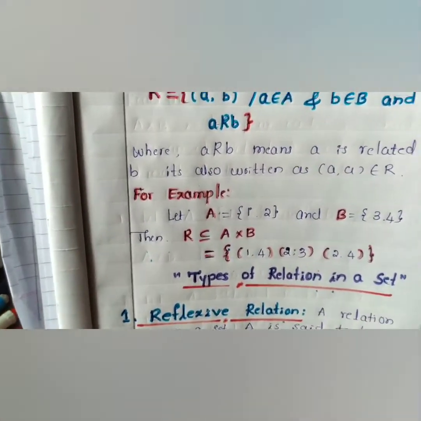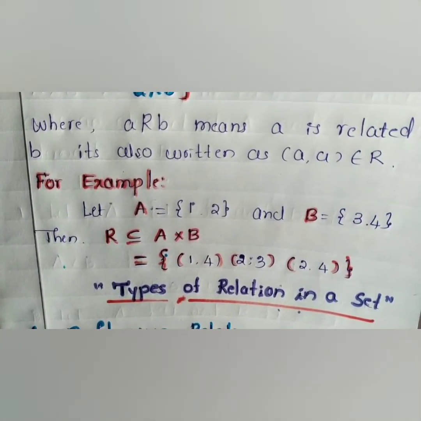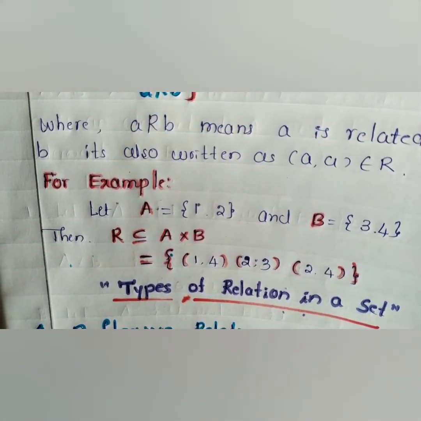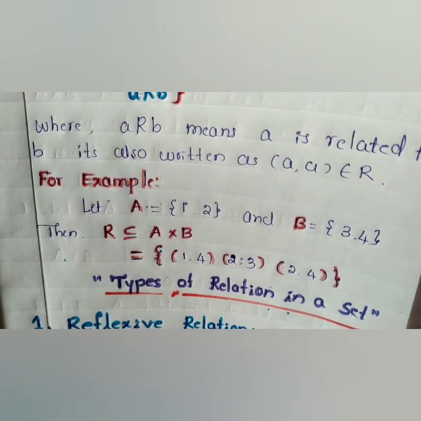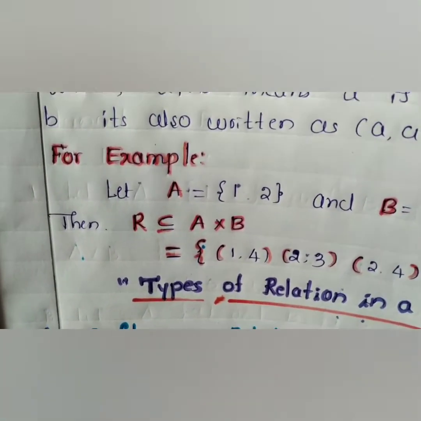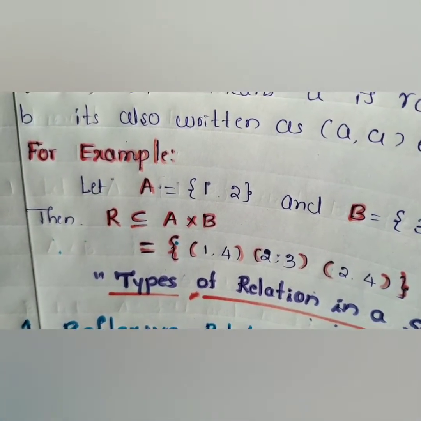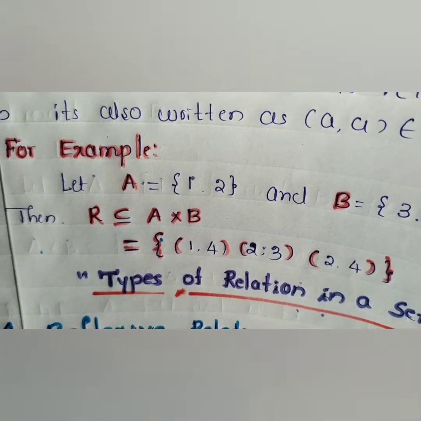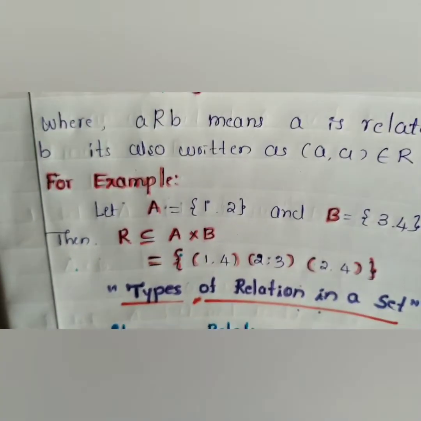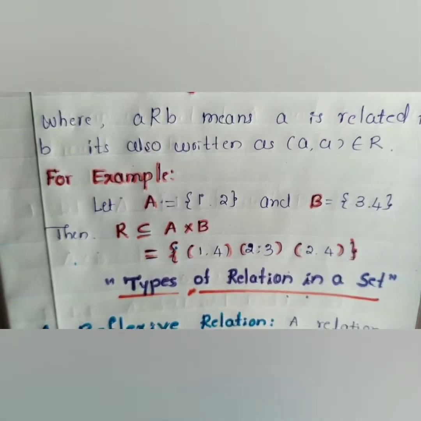Now to consider the example on the relation. For example, let A be the set {1, 2} and B be the set {3, 4}. Then R is a subset of A cross B, as we said. Now A cross B is {(1,4), (2,3), (2,4)}. It may have one more pair, but I have left out that one pair. We can take R as {(1,4), (2,3), (2,4)}. It is a subset of A cross B.